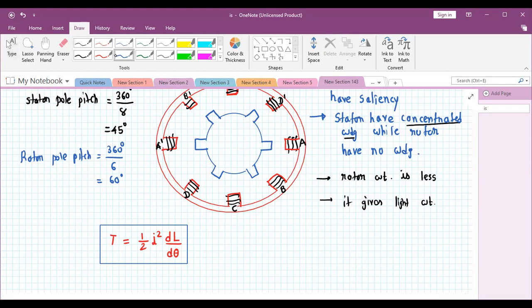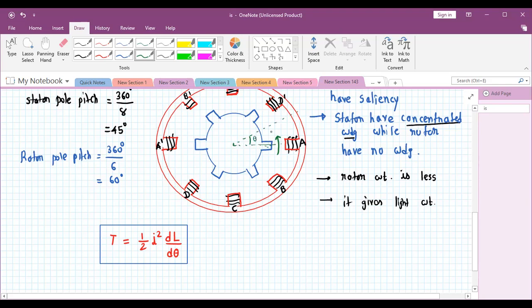Now suppose consider that our rotor is in this particular position, and say for example we are giving a switching so that it moves anticlockwise. Now suppose that in this particular position the inductance may differ, but suppose it will take this particular position compared to this one, say theta.